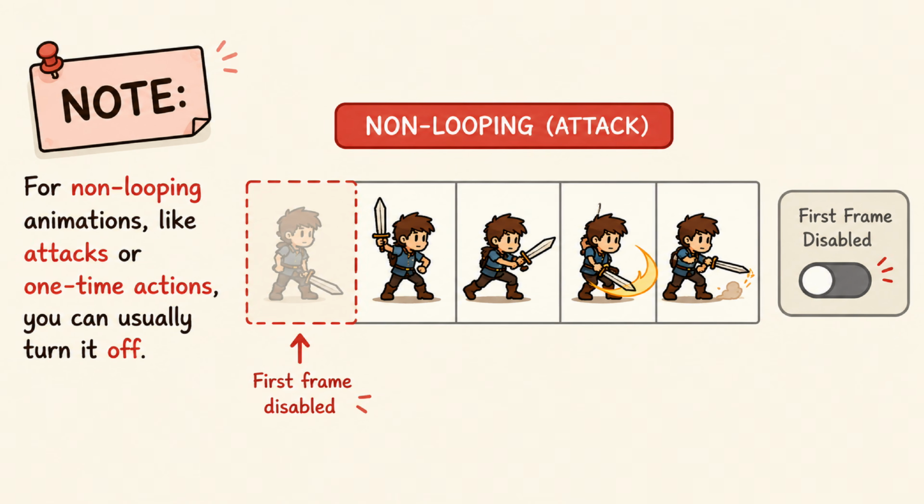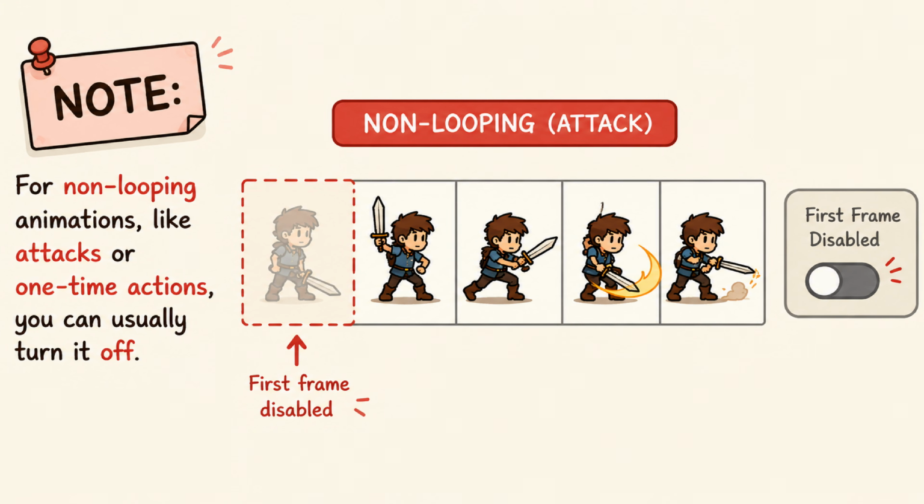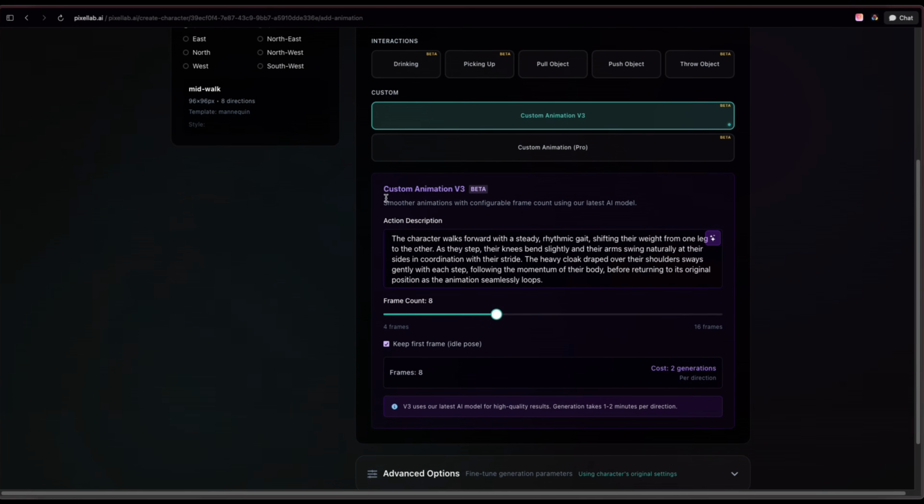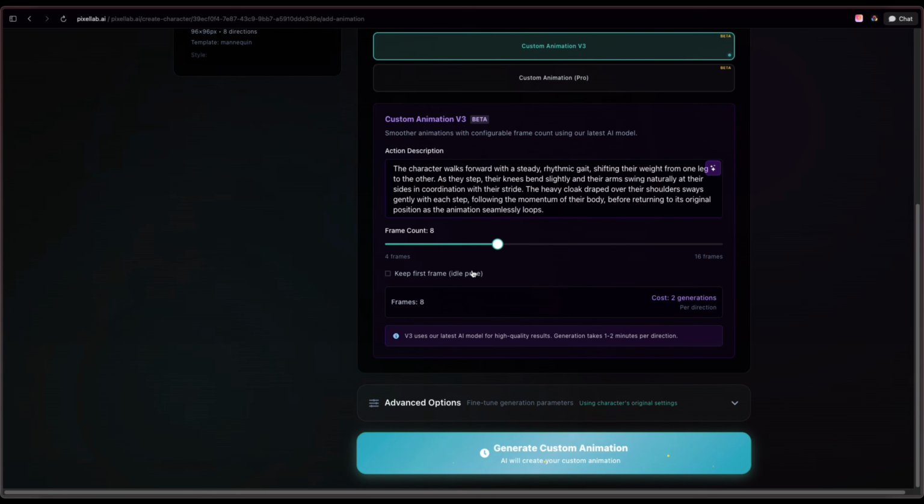For non-looping animations like attacks or one-time actions, you can usually turn it off. So I'll hit Generate and start the other directions up as well.